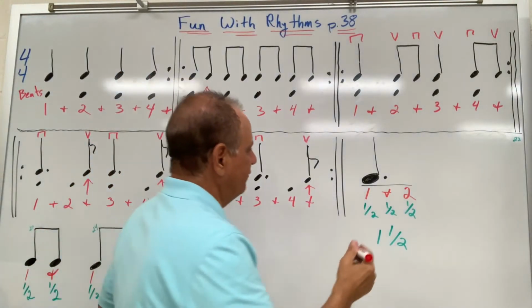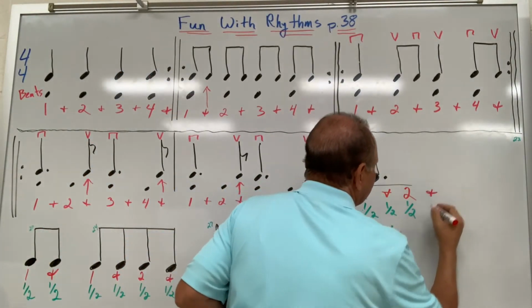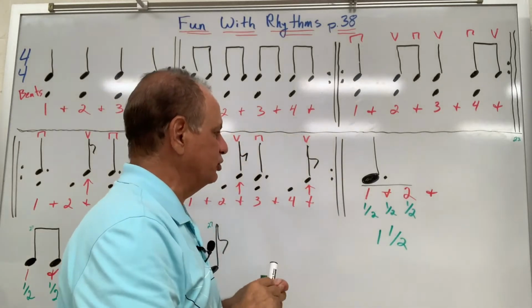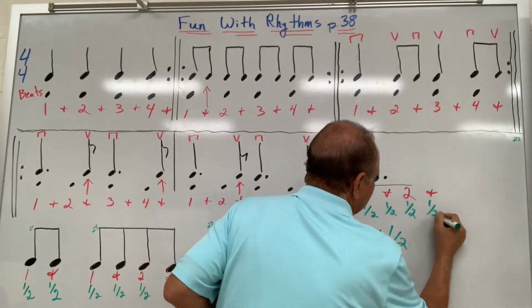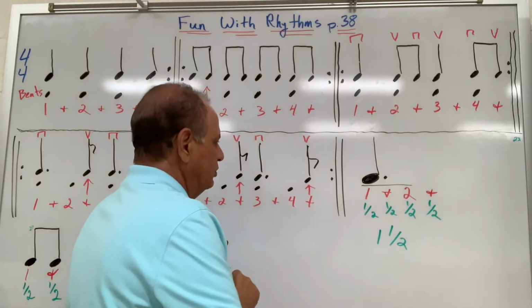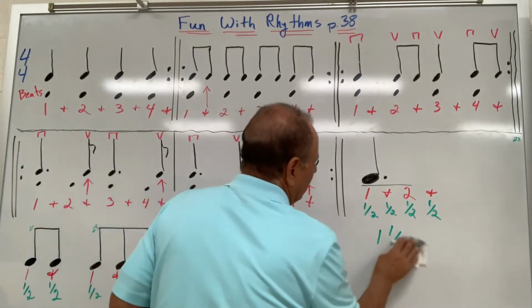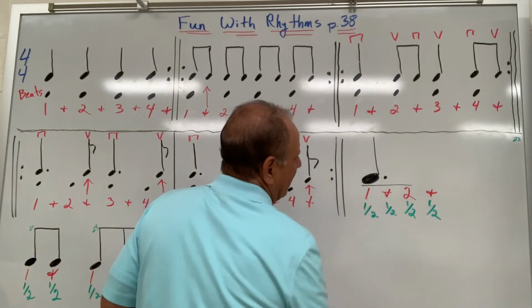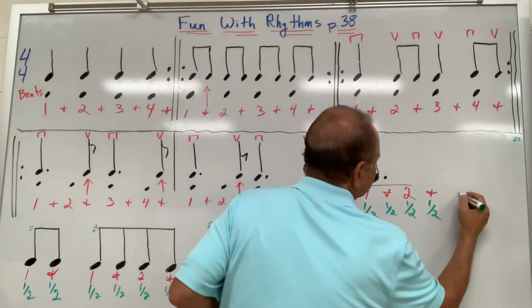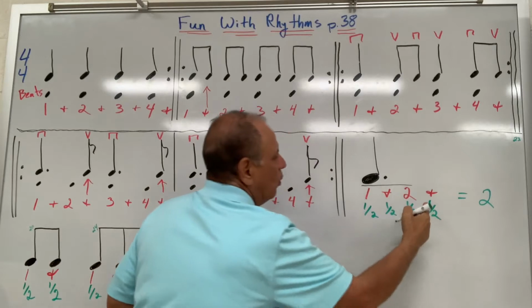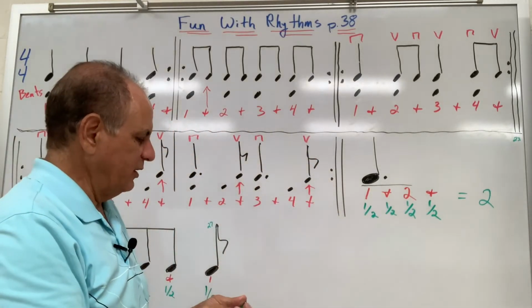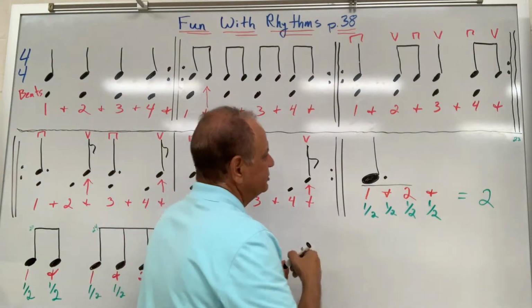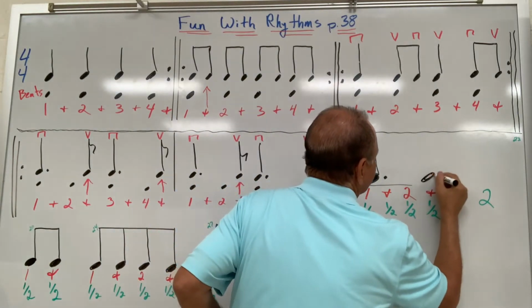Another half. So let's add an "and" after 2, and that "and" represents a half. So now we have 1.5 plus a half equals 2 complete counts. Now, what note is a half? What note is a half? It is an eighth note.